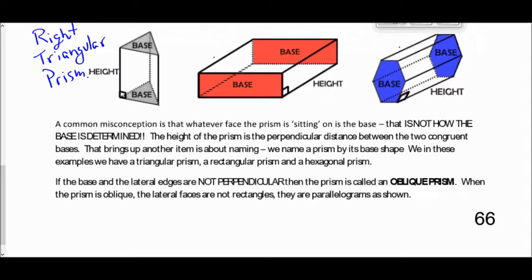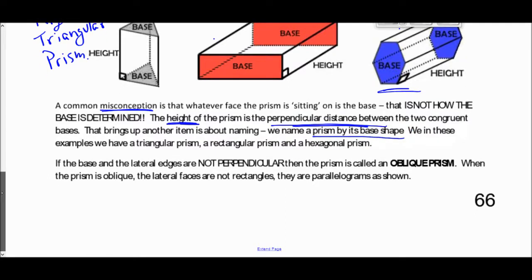And so again, the common error kids make is that you identify the base as the side that the prism is sitting on. That's not how we do it. It may not be sitting on the base, like this hexagonal prism here. The bases are the congruent and parallel faces of the prism. It looks like one has been translated directly over to the other. Now the height of the prism is always, of course, the perpendicular distance between the two congruent bases. And again, we name the prism by its base shape, and we've just done all that.